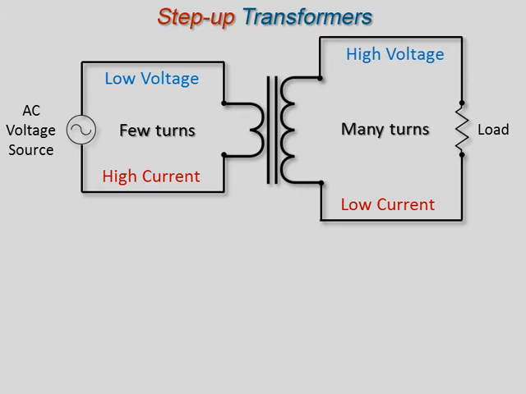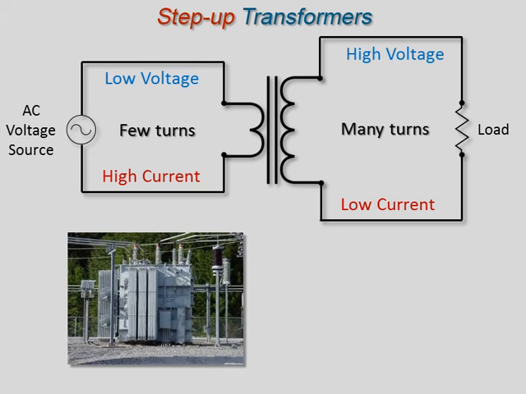If the secondary windings of a transformer contain more turns of wire than the primary winding, more voltage will be induced into the secondary winding, and the transformer will act to increase the voltage. These types of transformers are known as step-up transformers. When voltage is increased, current is decreased.